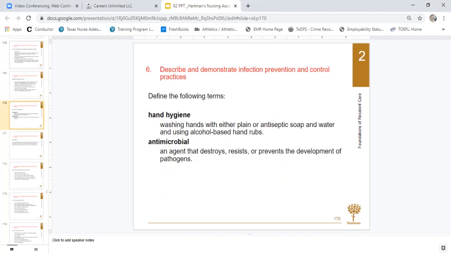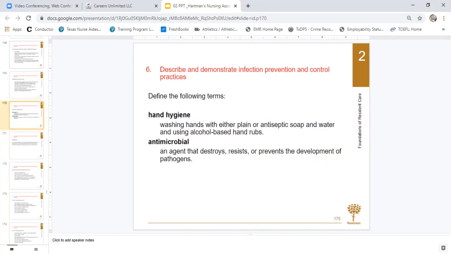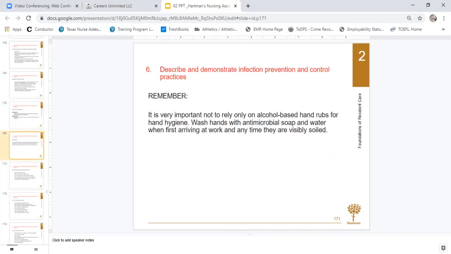So good hand hygiene, of course, refers to washing your hands and using those antimicrobial foams or sanitizers as much as we need to. You can use a sanitizer as long as you want, okay? Unless your hands are visibly soiled, okay? Or if you feel like you just need to wash your hands, please do so, okay?